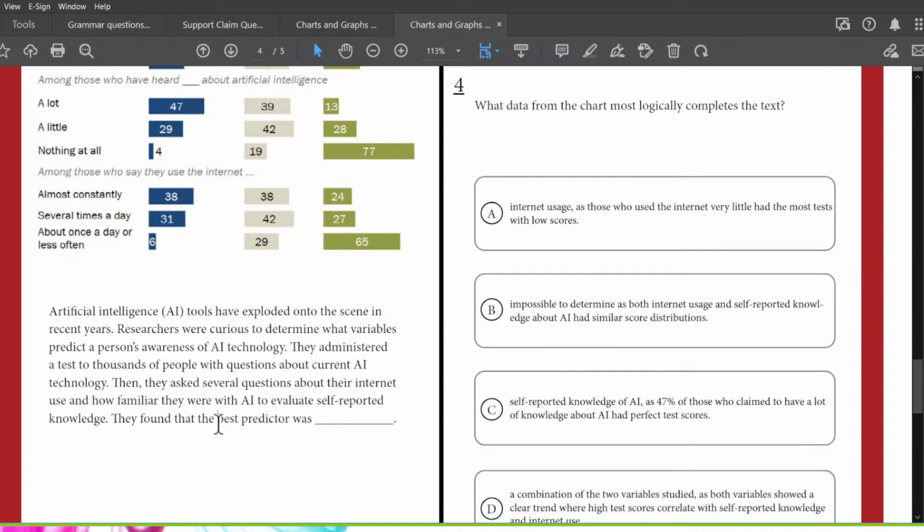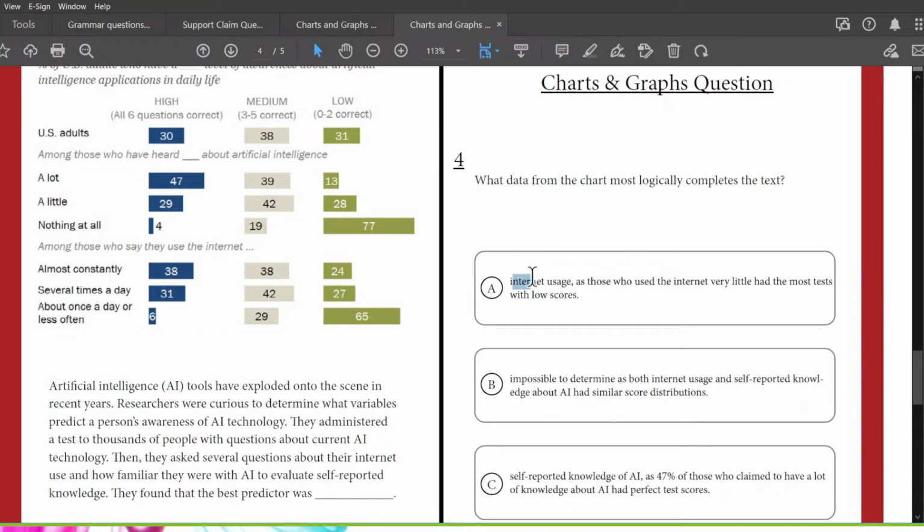Okay, so there's like 2 variables that they're studying here. One is how often they use the internet, and one is how much they say they know about AI, right? And they explain more about this here, right? So I understand that they're asking me which of those 2 things was the best predictor of actual knowledge of AI, right? Whether it's internet use or their self-reported knowledge. So I think I just got to figure that out very quickly. It shouldn't be too hard.